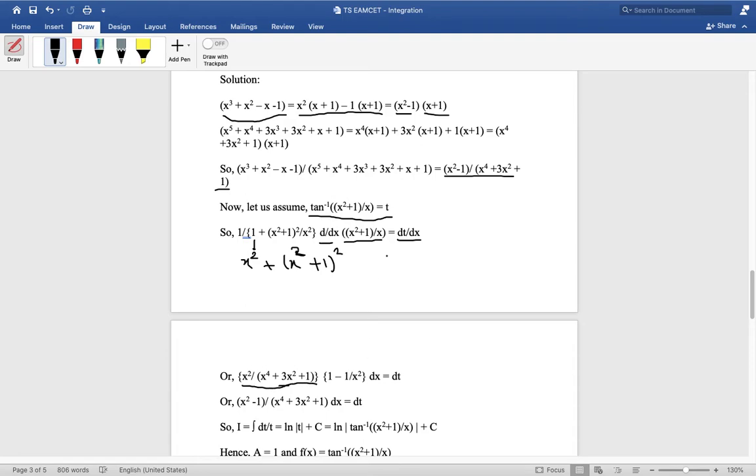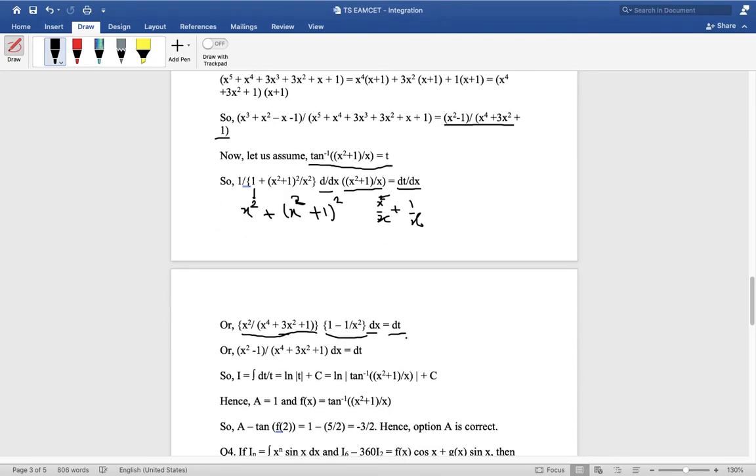Differential of x square plus 1 by x, you can write it as x square by x plus 1 by x, right? So this will get cancelled. You will be left with x plus 1 by x. Differential of x is 1. Differential of 1 by x is minus 1 by x square. So this whole thing into dx equals dt. Now when I solve this, x square minus 1 and x square in the denominator, x square and x square will get cancelled. So I will be left with x square minus 1 divided by x raised to the power 4 plus 3x square plus 1 into dx is equal to dt.